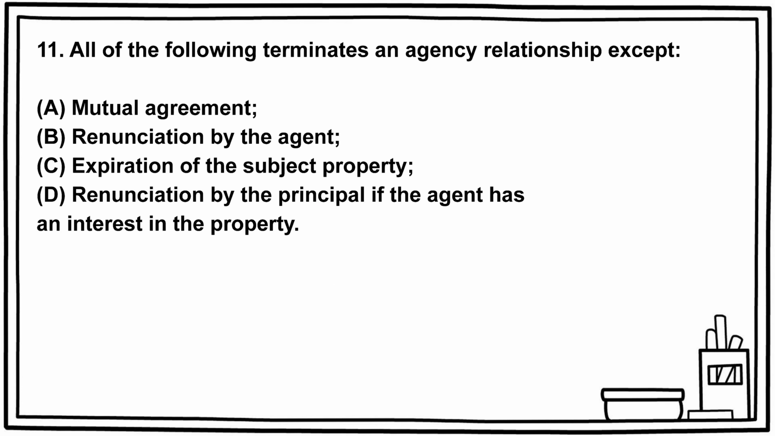11. All of the following terminates an agency relationship except A. Mutual agreement. B. Renunciation by the agent. C. Expiration of the subject property. D. Renunciation by the principal if the agent has an interest in the property.